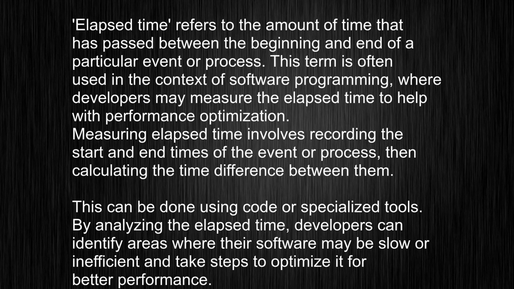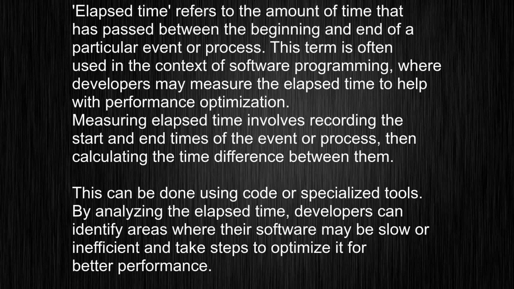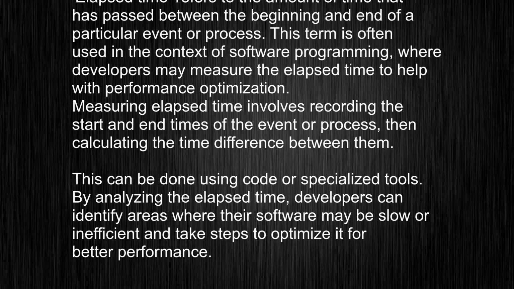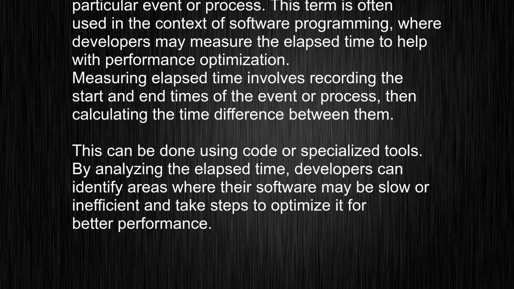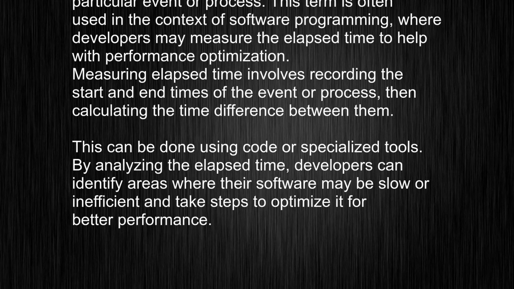Measuring elapsed time involves recording the start and end times of the event or process, then calculating the time difference between them. This can be done using code or specialized tools. By analyzing the elapsed time, developers can identify areas where their software may be slow or inefficient and take steps to optimize it for better performance.